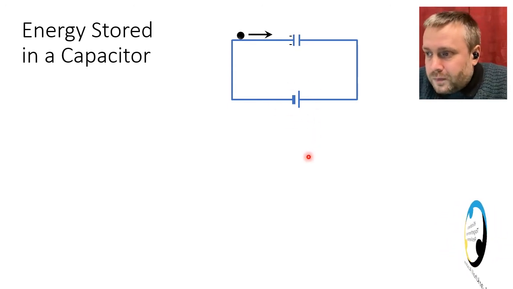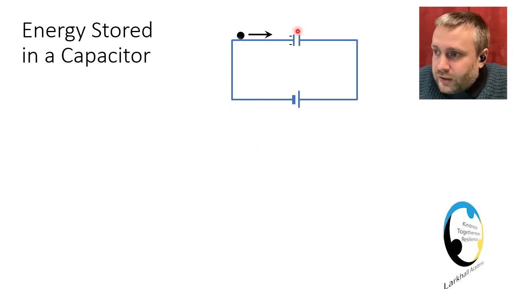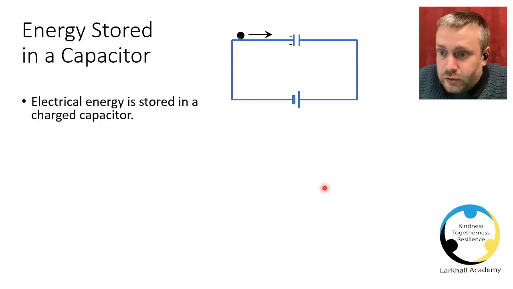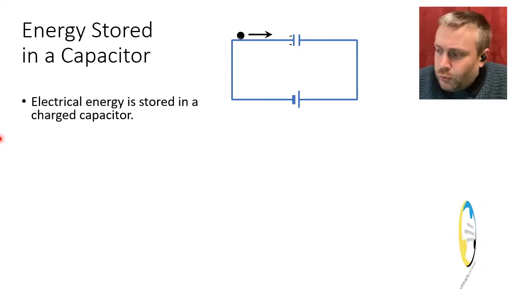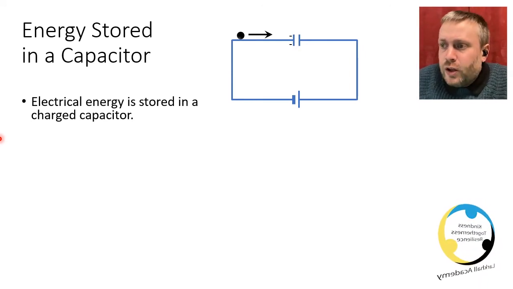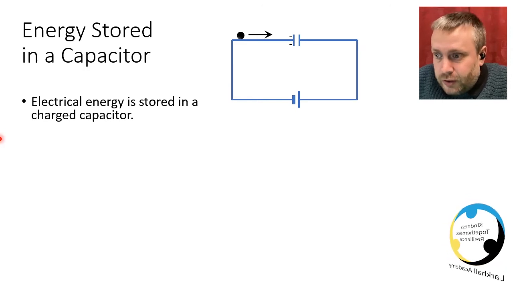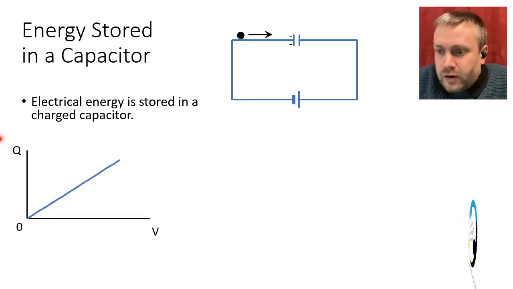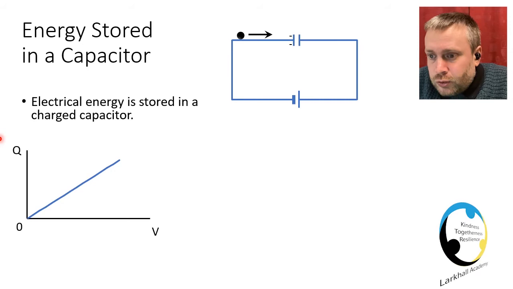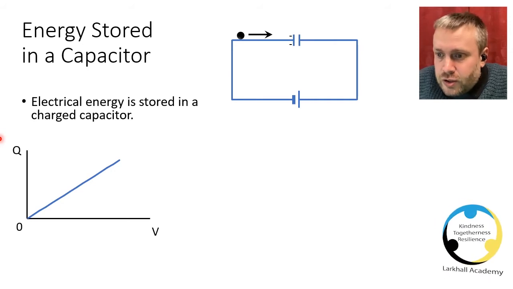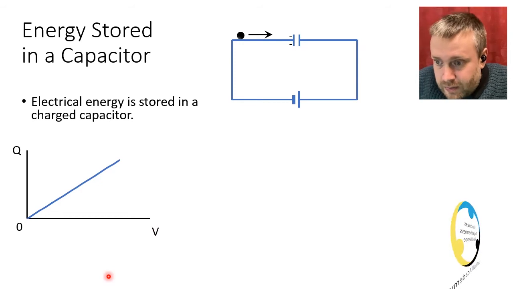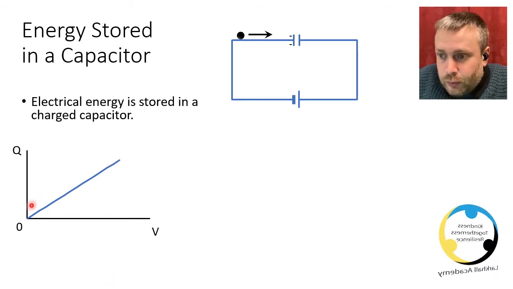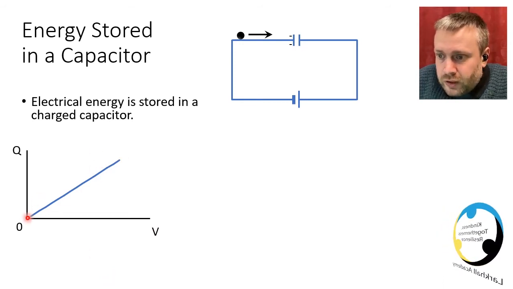So basically what we end up with is a bunch of electrical energy stored in the charged capacitor. Very useful. It means we can then use that to do something useful. So if we bring back our graph that we saw just from a couple of slides ago, so this is again charge on the y-axis, potential difference on the x-axis. Remember, it's just a directly proportional relationship here, so it's a straight line going through the origin.